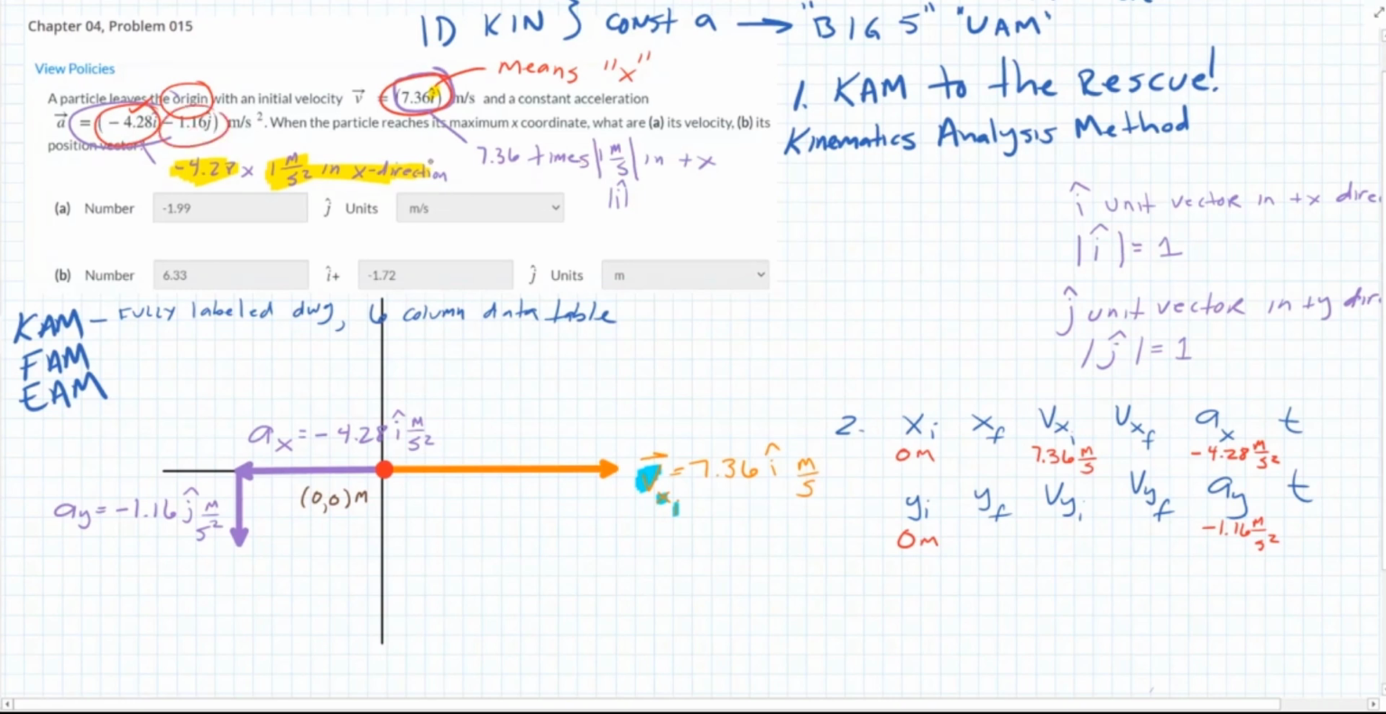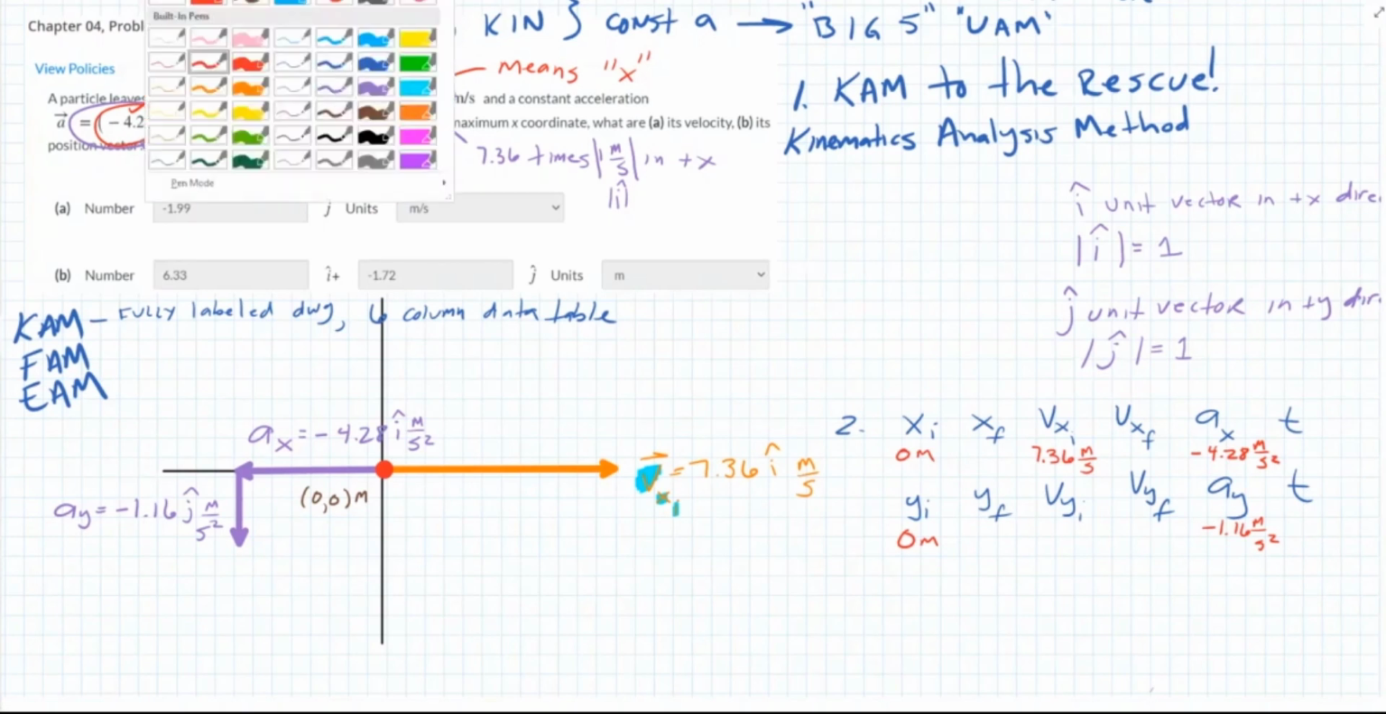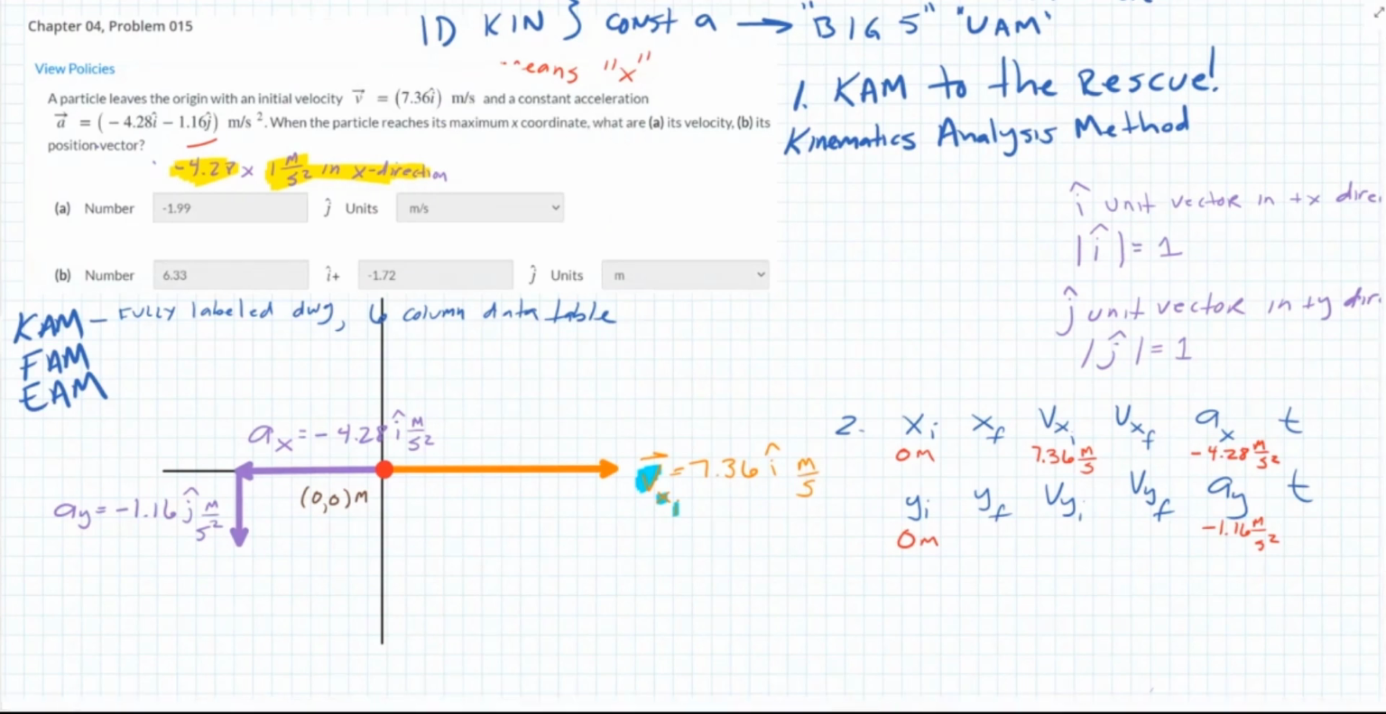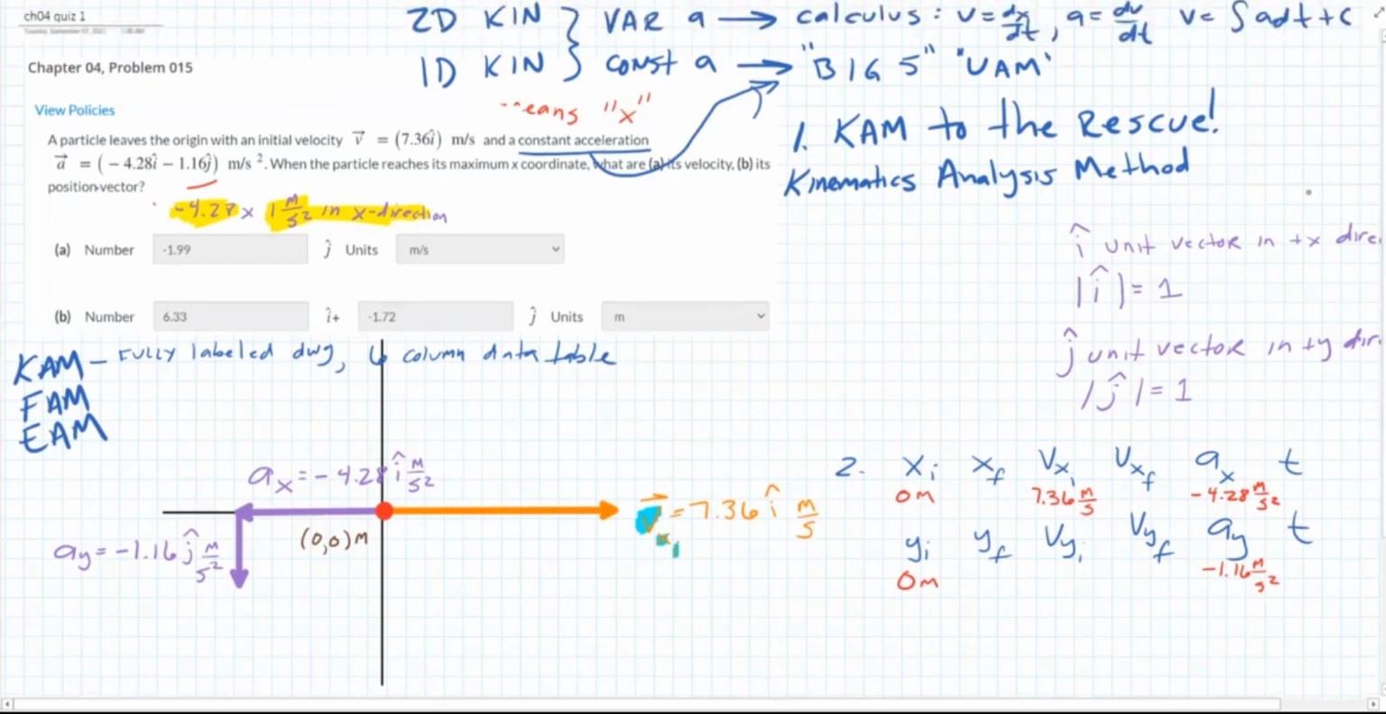Now what else? Before I turn my back on this table, what else should we worry about? And the answer is read the question. Let's read the question a whole bunch of times to make sure we squeeze out everything from it. A particle leaves the origin. This is my initial velocity. Constant acceleration. You know what that means? Ta-da. Constant acceleration means you are looking at the big 5 equations because the acceleration is constant.